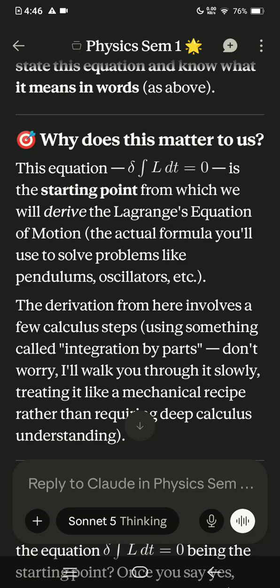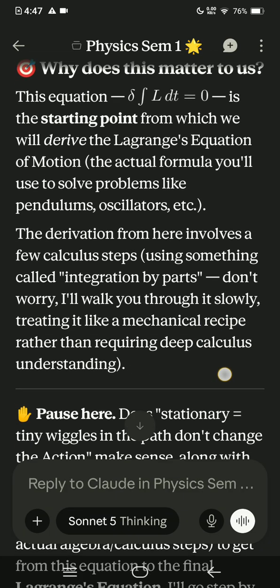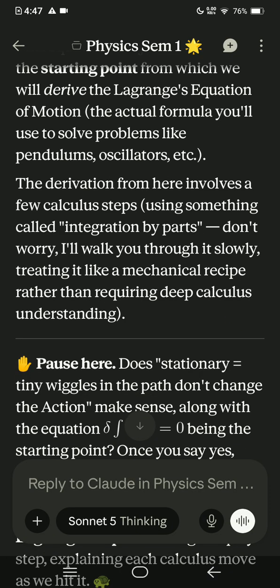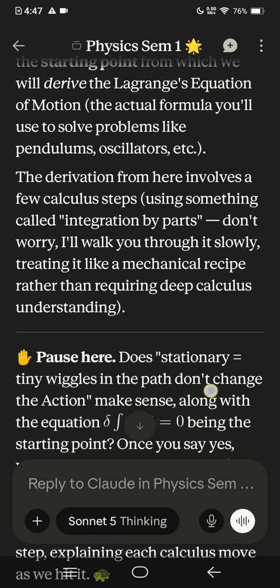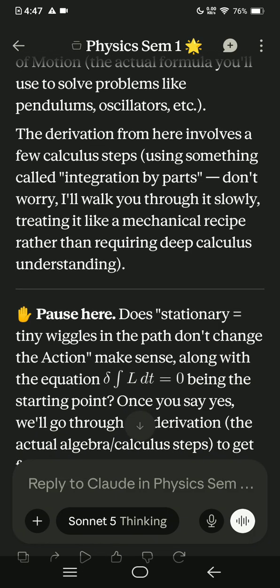Why does this matter to us? This equation, delta of the integral of L dt equals 0, is the starting point from which we will derive Lagrange's equation of motion, the actual formula you'll use to solve problems like pendulums, oscillators, etc. The derivation from here involves a few calculus steps using something called integration by parts. Don't worry, I'll walk you through it slowly, treating it like a mathematical recipe rather than requiring deep calculus understanding.